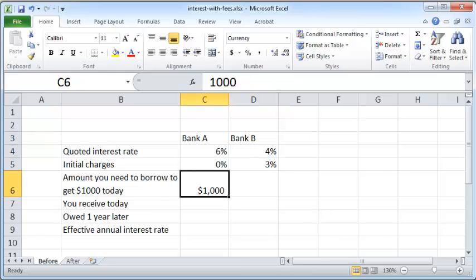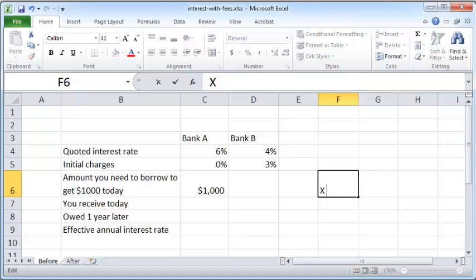Now the amount you wish to borrow is $1,000. If you want to get $1,000 from Bank A, you can just borrow $1,000 and you will have $1,000 in your hand. But if you want to borrow $1,000 from Bank B, you'll have to borrow some amount X from Bank B, and that amount X is such that X times (1 minus the initiation charge, INC, I'm just calling it here) equals 1,000.